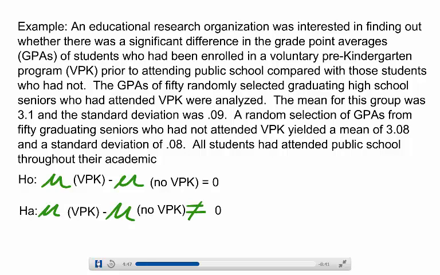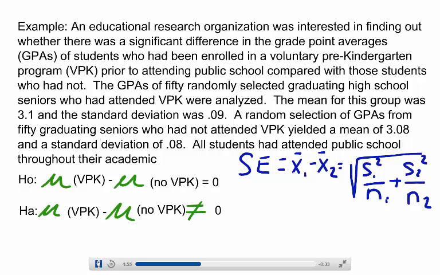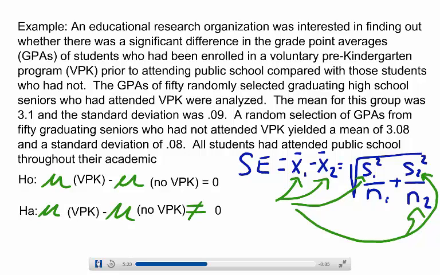Now that we've established our null and alternate hypotheses, we need to find the standard error. When working with two means, the formula for the standard error for the first mean minus the second mean is equal to the square root of our standard deviation squared for group 1 divided by our sample size for that same group plus standard deviation squared for our second group divided by the sample size for that same group.